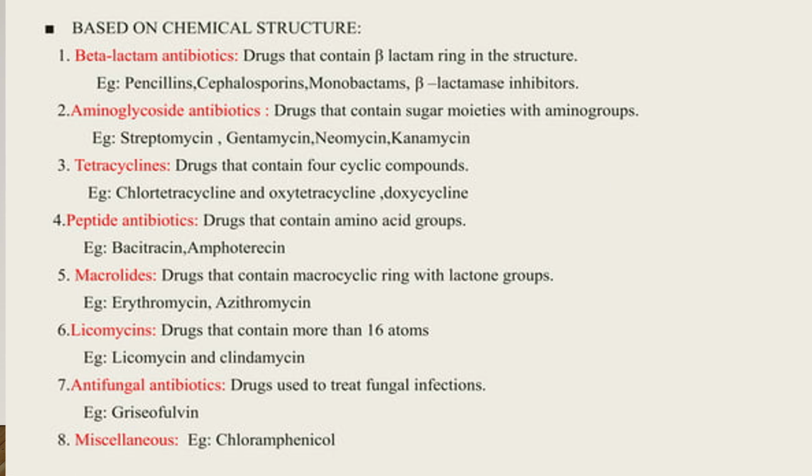The last and very important classification of antibiotics is based upon chemical structure, that is, what type of chemical structure they have from the chemistry and stereochemistry point of view. The first class is beta-lactam antibiotics. These are drugs that contain a beta-lactam ring in their structure. Examples of such classes are penicillin, cephalosporin, monobactam and beta-lactamase inhibitors. These are the categories of compounds which contain a beta-lactam ring in their structure.